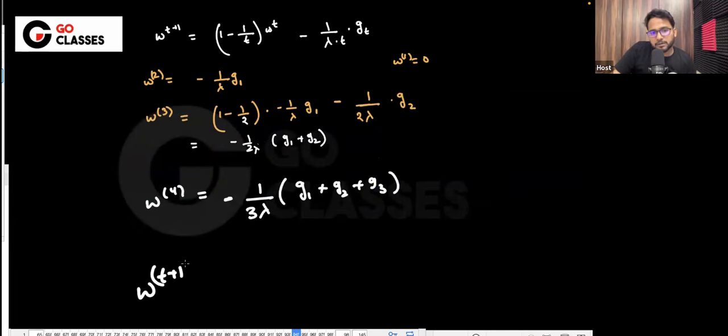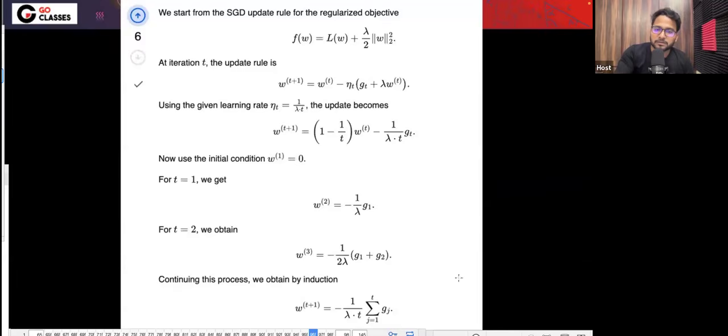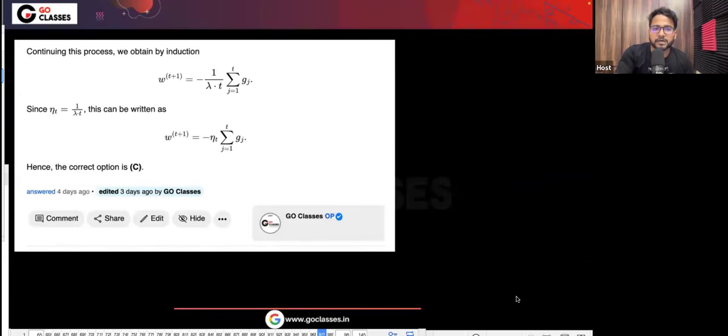I think they're asking, this should be minus 1 upon t lambda and then summation of all gi, where i is equal to 1 to t, something like this, right? So let's just see what is the answer. Yes, this is correct. So which means C is the correct answer, right? I mean, instead of lambda t, you can again replace eta t. So C is the correct answer here.